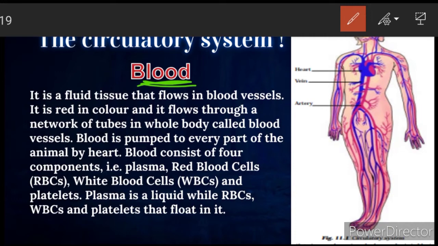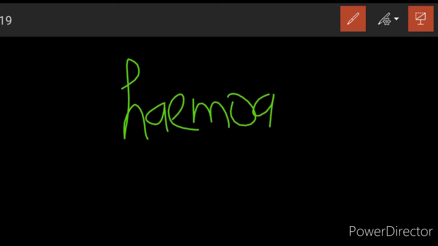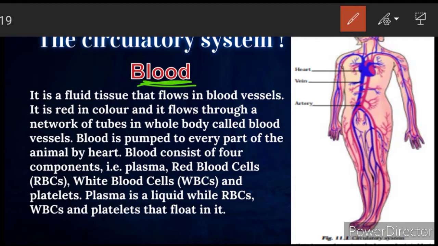Now your blood, as you guys must know, is red in color. Why is it so? It is due to hemoglobin in blood. Your red blood cells contain hemoglobin. This hemoglobin is a red pigment, so it makes your blood look red. Like in plants, the green pigment chlorophyll makes them look green, in the same way in humans the red pigment hemoglobin makes your blood look red.